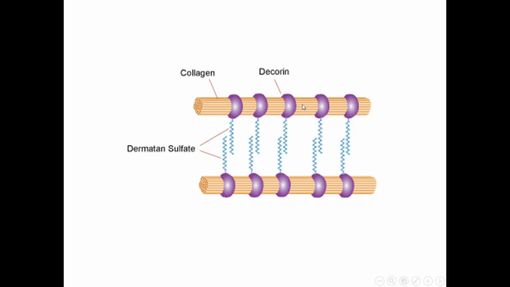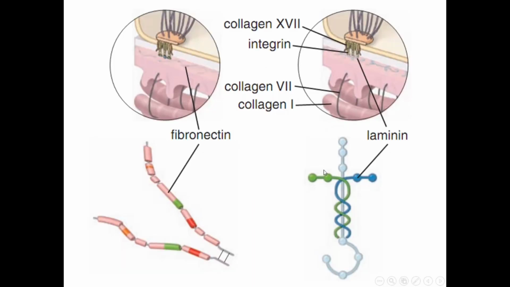And also you can see the structure of decorin. It's a protein with a few GAGs. Here the decorin's role is attaching the collagen fibrils together to make collagen fibers. It helps the collagen to make a fiber.